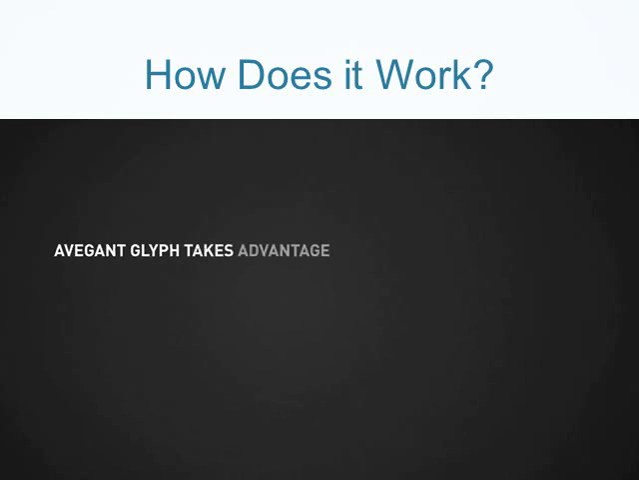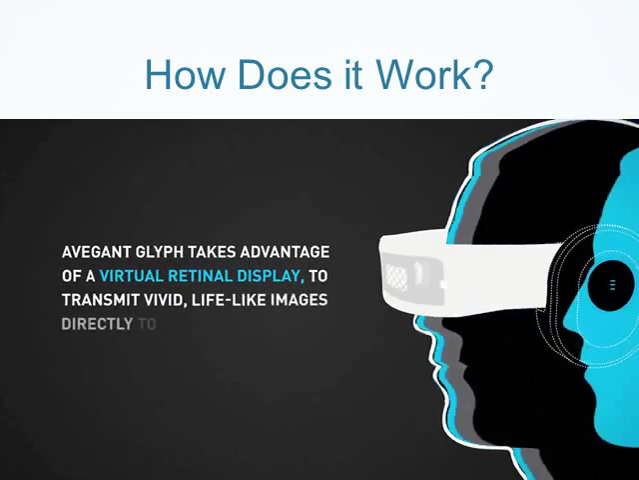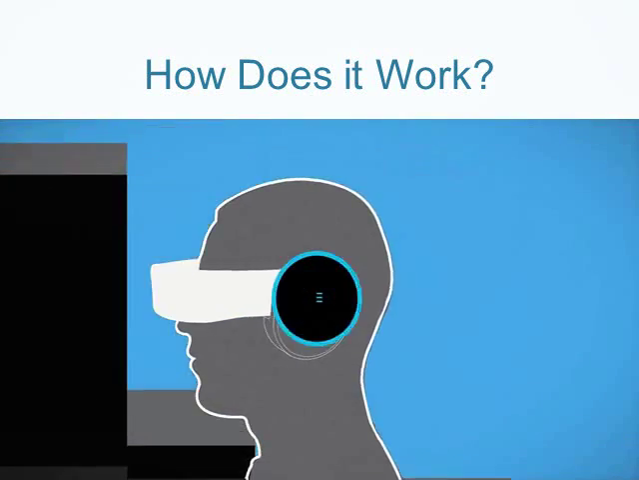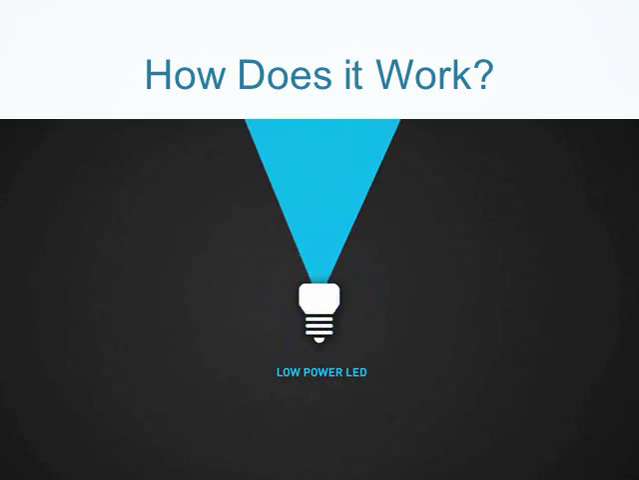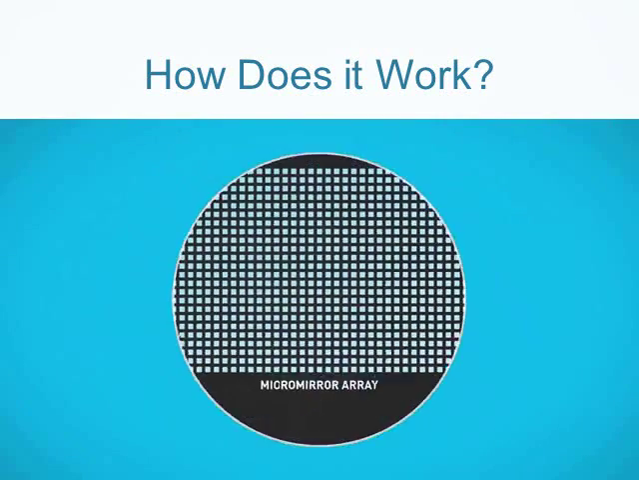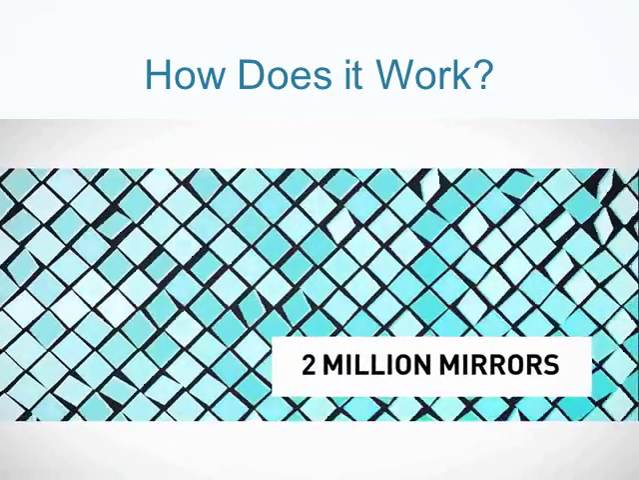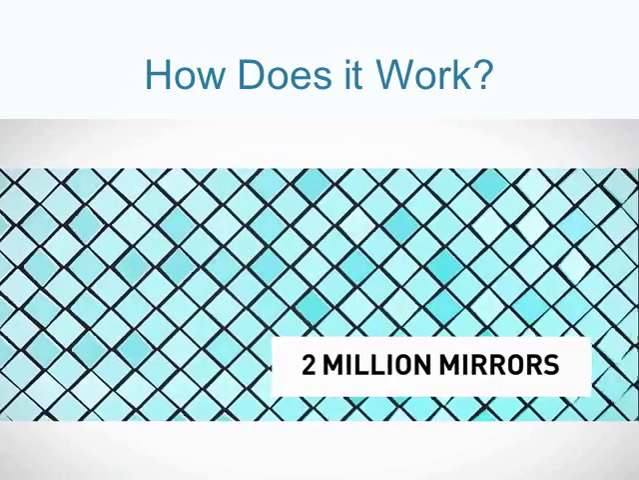Avegant Glyph takes advantage of a virtual retinal display to transmit vivid, lifelike images directly to the eye. The image begins with a low-powered LED. After passing through a first set of optics, the light is reflected off a micro-mirror array, 2 million mirrors that shape the light into an image fit for the eye.